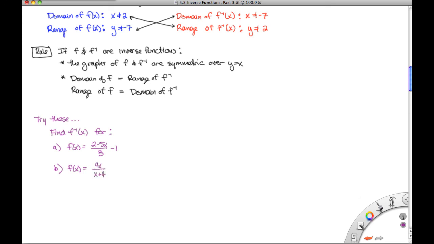And after you find these, go ahead and check to make sure that we've got this symmetry and this equivalent domain and range that we've talked about in this last example. And then we'll move on to the last video after this.